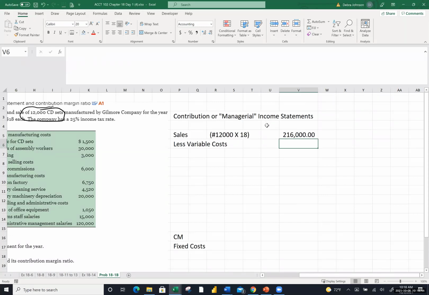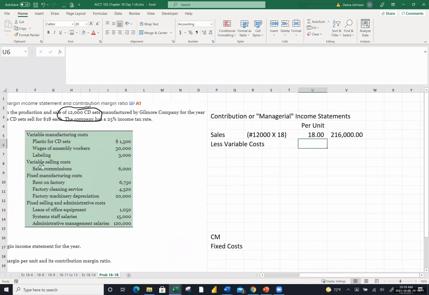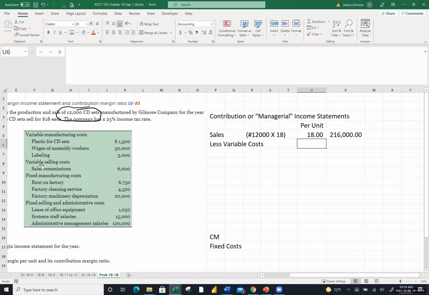And I think it would also be a good idea, on the way they set up this homework problem, to get a per unit item in there. We know that the sales price was $18. Now I'm just going to go through this green box here and we'll take a look at how the costs behave, and they'll either go at the top under variable costs or toward the bottom with the fixed costs. I'm looking at my green data now.